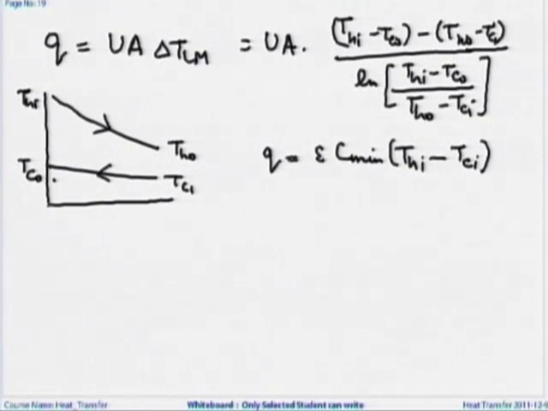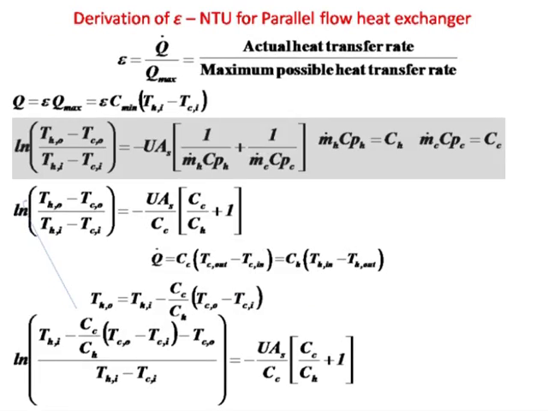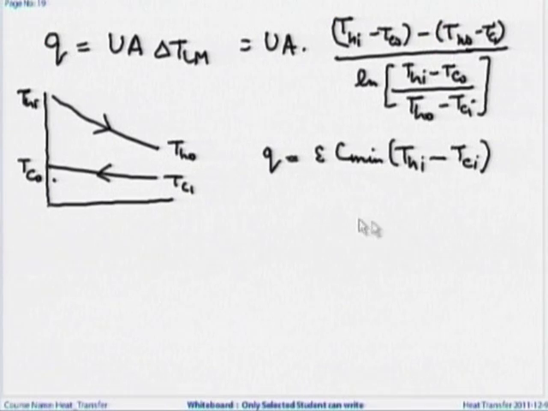So, I am going to substitute now this relationship here, and substitute for THI minus TCI. So, what do I get? The log part remains as it is. I am just going to take it to the other side, which is equal to UA times THI minus THO, which can be replaced. If I go back to this whiteboard, THI minus THO I will club together, TCI minus TCO I will club together.